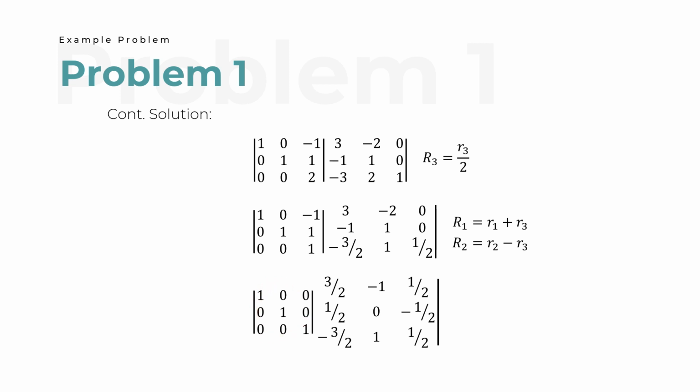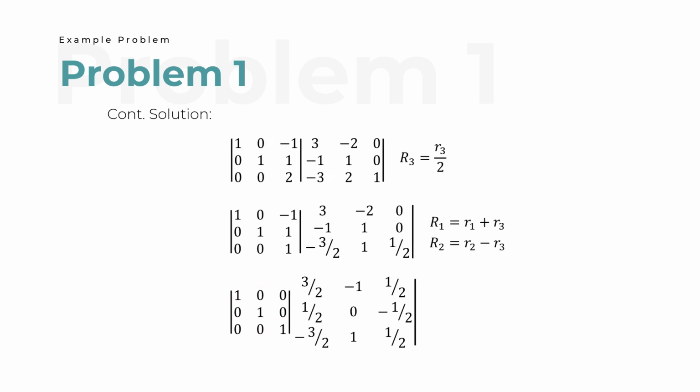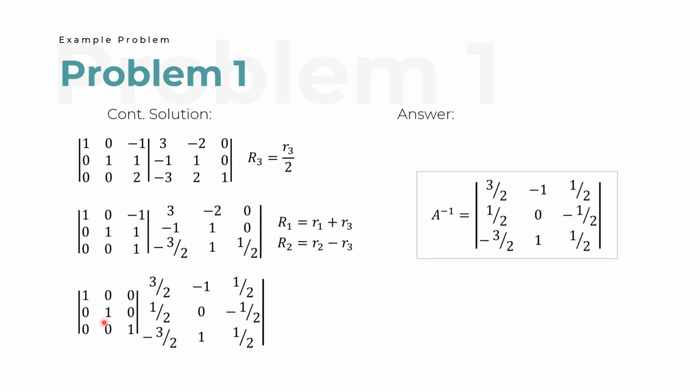So at this point we have the identity matrix on the left side, which means on the right side we have the inverse matrix. Therefore, the inverse matrix of A is equal to 3 halves, negative 1, 1 half, 1 half, 0, negative 1 half, negative 3 halves, 1, and 1 half.